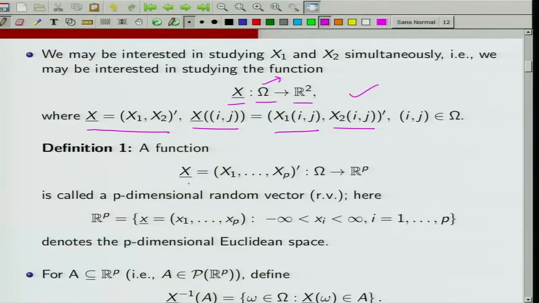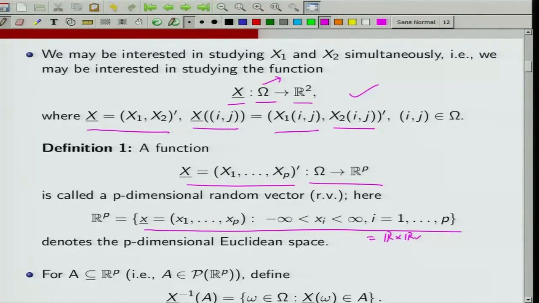So, a function X which is (X1, X2, ..., Xp) from omega to Rp is called a p dimensional random vector. Now, here Rp is the p dimensional Euclidean space, which is the collection of all those (x1, x2, ..., xp) such that xi lies between minus infinity and infinity. So, this is basically R cross R cross R, p times.